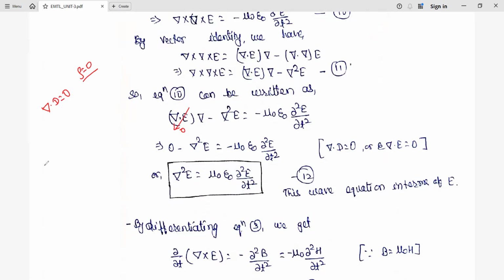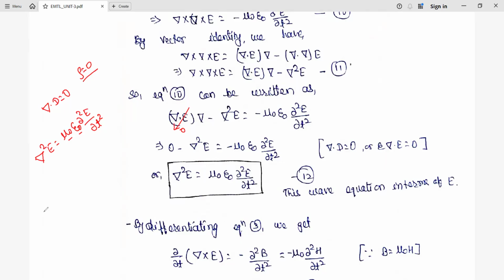If you try to recall, in case of conducting medium there were two terms, but here in case of perfect dielectrics J equal to 0, so we have ∇²E equal to μ₀ε₀ ∂²E/∂t². This second term is the same as in the wave equation for a conducting medium, or you can call it the general wave equation. In place of μ we have μ₀, in place of ε we have ε₀ in the second term, and the first term is not available here.